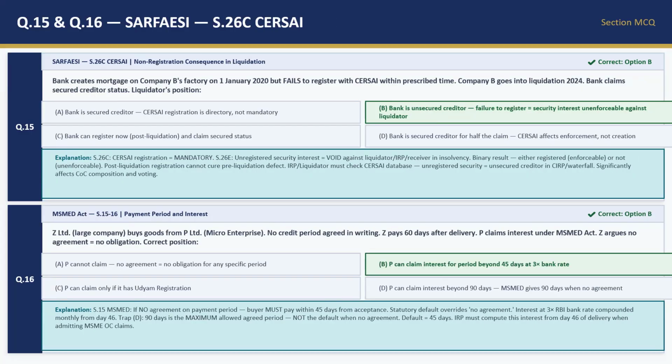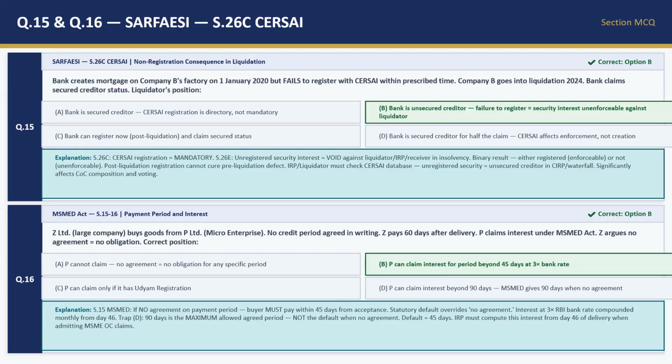Non-registration consequence. The bank here creates a mortgage on company B's factory on 1st January, but fails to register it with CERSAI within the prescribed time. So company B goes into liquidation in 2024 and the bank claims the status of a secured creditor. Now what is the liquidator's position?